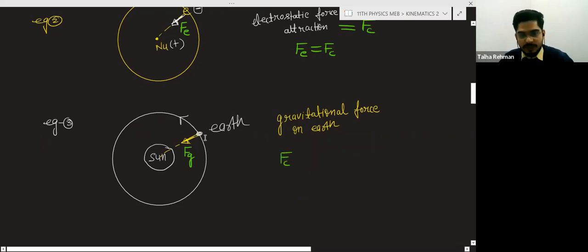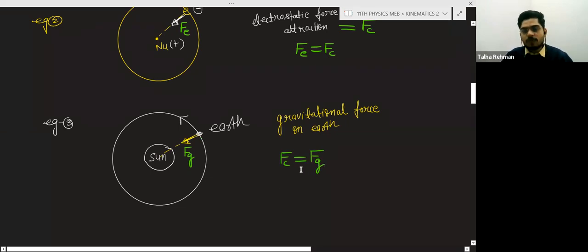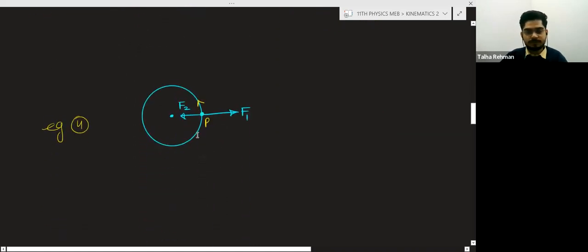If the Earth is moving in a circular path, there must be a centripetal force. And what is the centripetal force? Net force toward the center. What is the net force toward the center? That is the gravitational force. In other words, the gravitational force will provide the centripetal force to the Earth for the motion in the circular orbit.